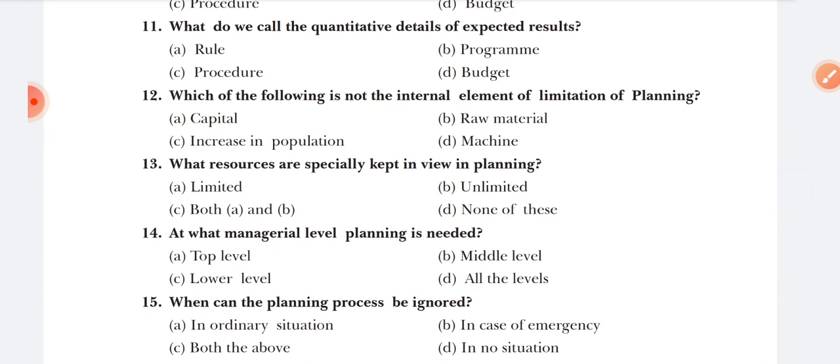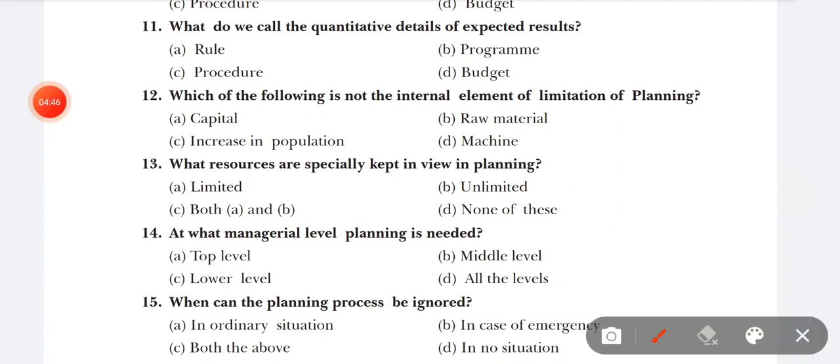When can the planning process be ignored? Option A, in ordinary situation. Option B, in case of emergency. Option C, both the above. Or option D, in no situation. And now the correct option is option B, in case of emergency.